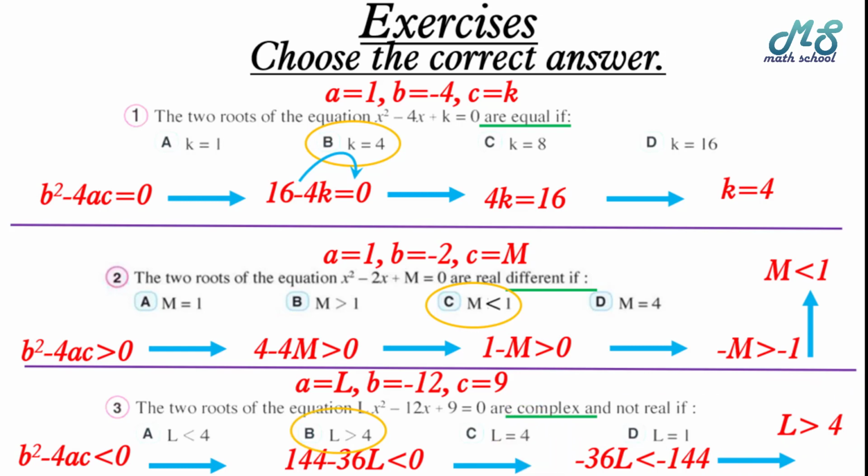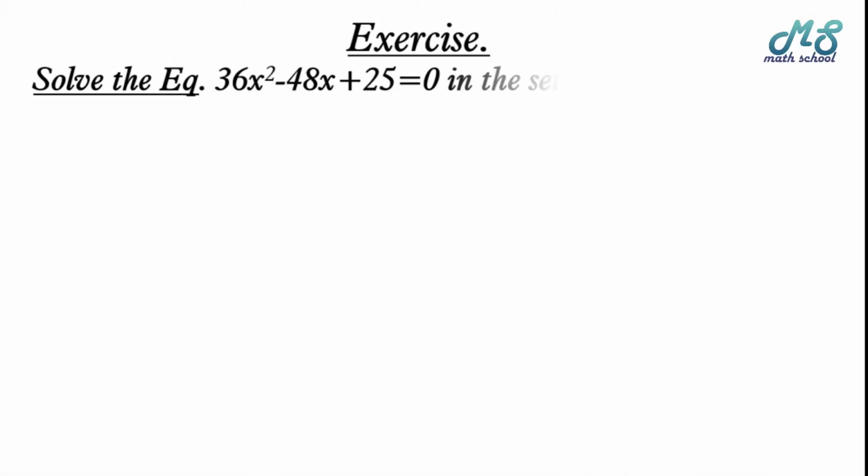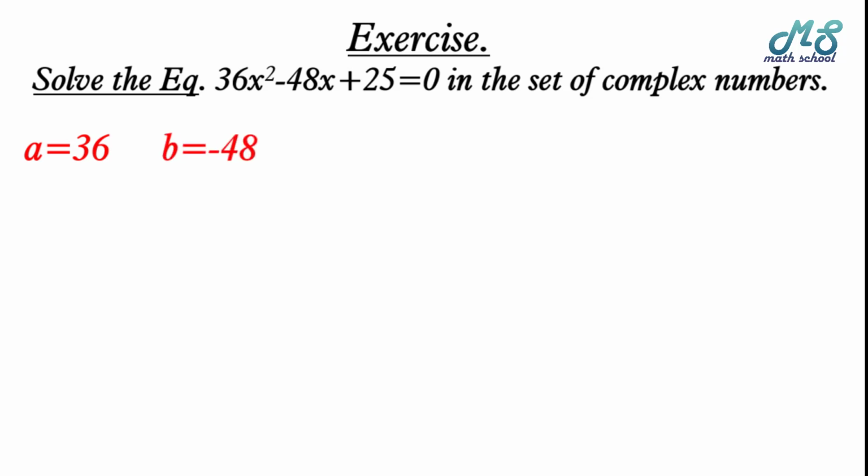Exercise: solve the equation 36x squared minus 48x plus 25 equals 0 in the set of the complex numbers. First guys, find a, b and c. a equals what? The coefficient of x squared equals 36. b equals what guys? The coefficient of x, it will be negative 48, and c equals 25.